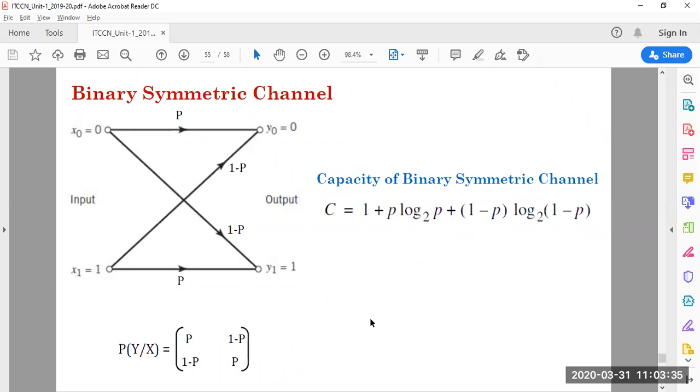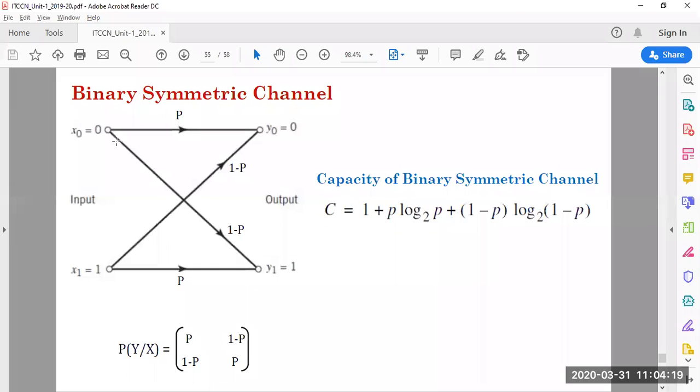Now remember, for this channel you need to calculate p of y. You will be given p of x and p of y by x, and from that you need to calculate p of y, then p of x comma y, then h of x, h of y, h of x comma y, h of y by x, h of x by y. These are all different entropies. That is input and output entropies, then conditional entropies, joint entropies, and then the mutual information and the capacity.